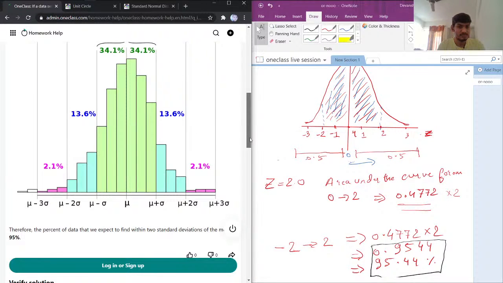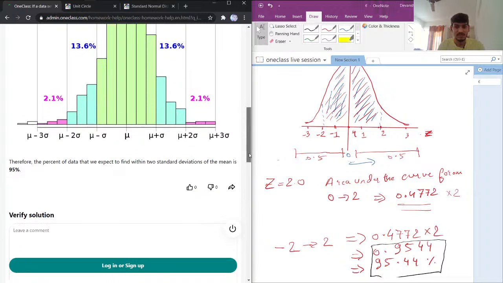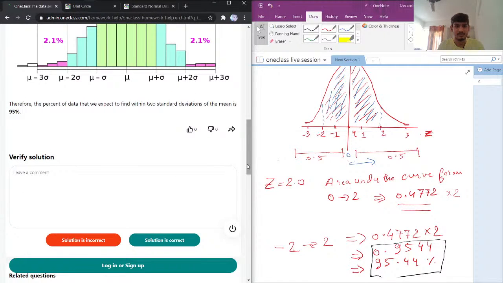Here in the solution, it is written 95%. It is kind of wrong. It is kind of incorrect, because as I told you, we need to be accurate till at least 2 decimal places, and we cannot just approximate, because in large data sets where we deal with millions of numbers, this 0.44 percentage will make a lot of difference.